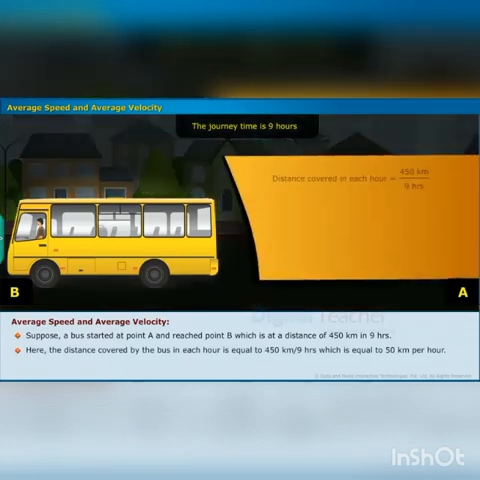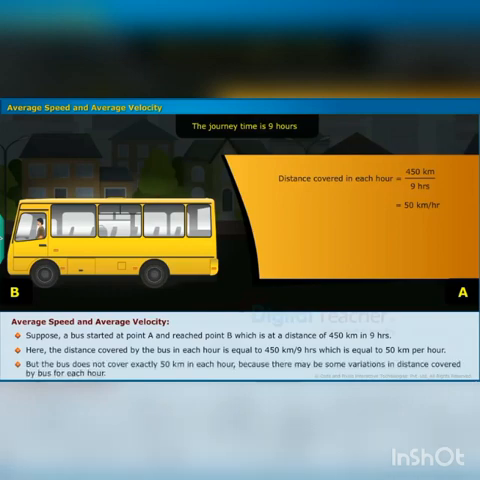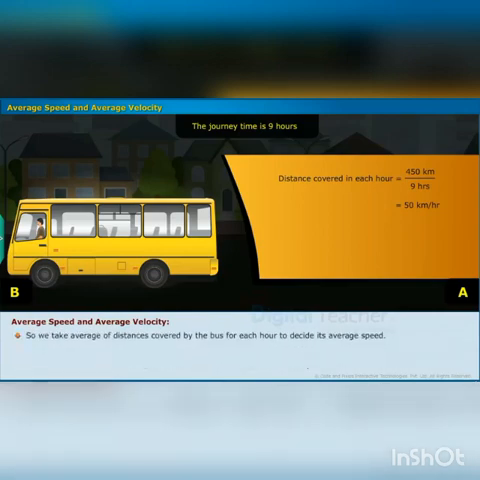Here, the distance covered by the bus in each hour is equal to 450 kilometers per 9 hours, which is equal to 50 kilometers per hour. But the bus does not cover exactly 50 kilometers in each hour, because there may be some variations in distance covered by the bus for each hour. So we take the average of distances covered by the bus for each hour to decide its average speed.